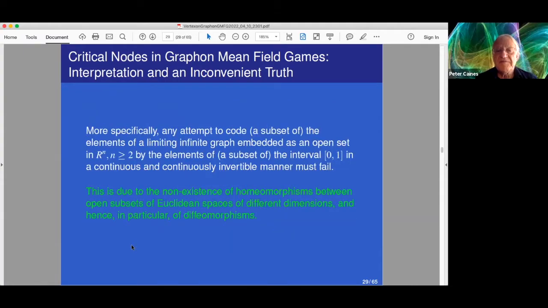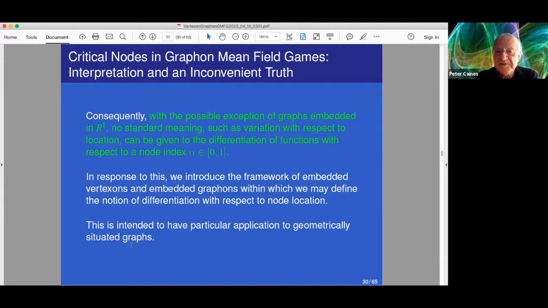So, more specifically, any attempt to code a subset of the elements of a limiting infinite graph, embedded as an open subset in R^n for n greater than or equal to 2, by the elements of the unit interval in a continuous and continuously invertible manner must fail. This is due to the non-existence of homeomorphisms between open subsets of Euclidean spaces of different dimensions, and hence, in particular, we're not going to have diffeomorphisms. And so this has the consequence that, with the possible exception of graphs embedded in R^1, there's no standard meaning, such as variation with respect to location, that could be given to differentiation with respect to the node alpha.